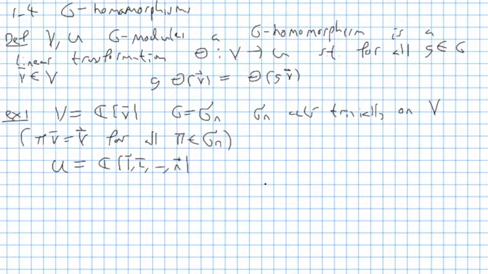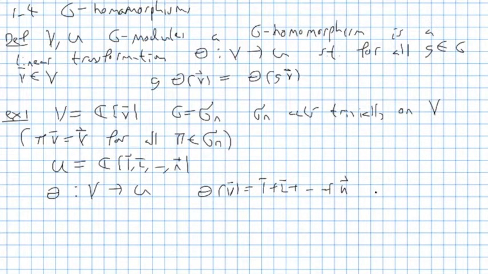The symmetric group acts here on U, so this is also an Sn module. I'm going to define a linear map from V to U, and it's enough if I define it for the basis. It's going to send V to the sum of the vectors.